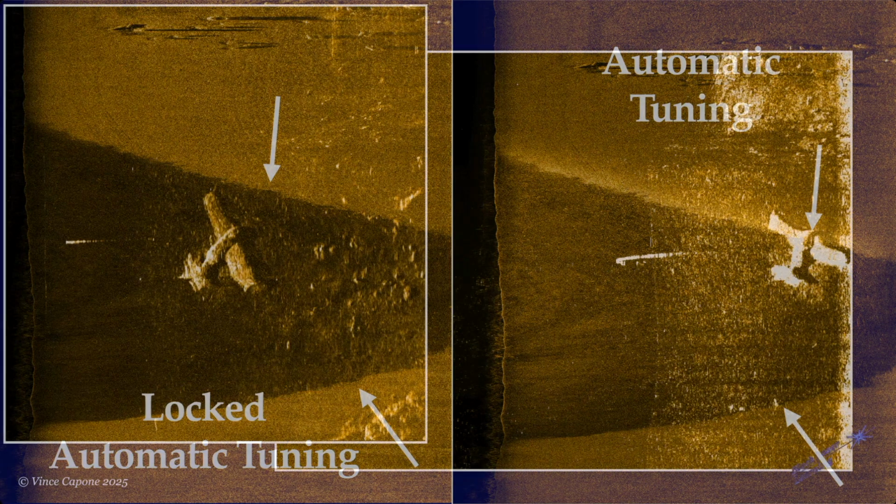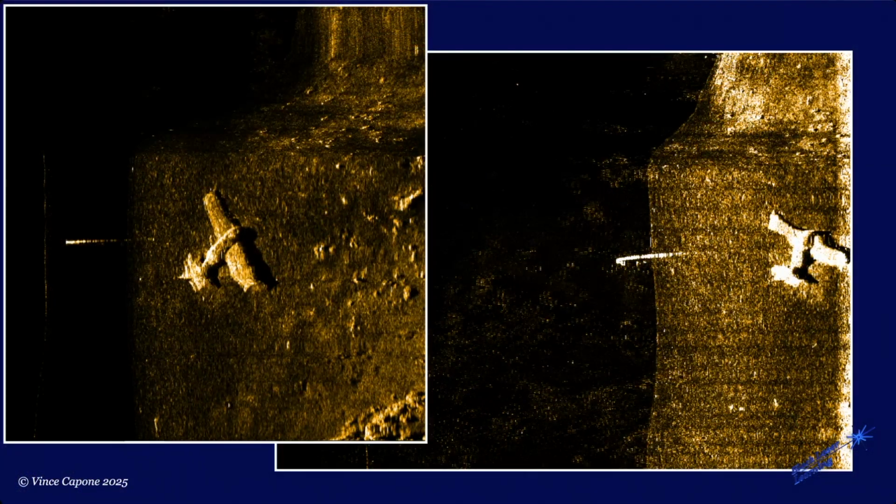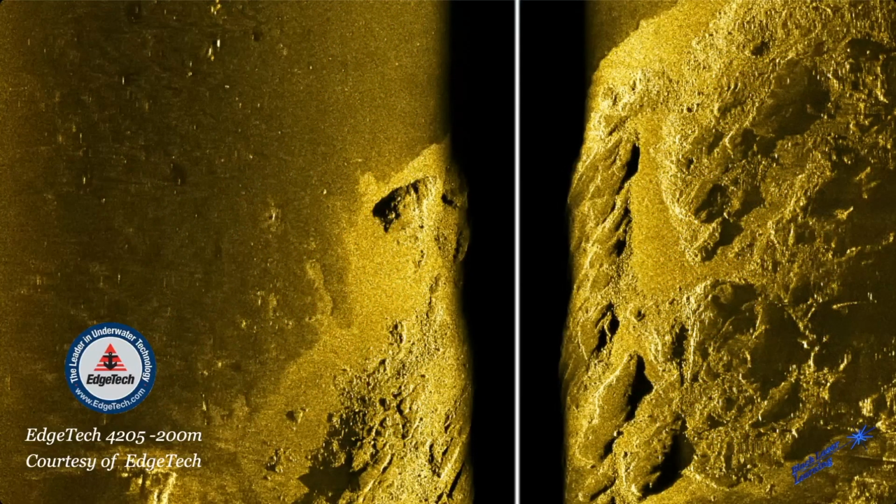Notice the two boundaries between the sediment types. Why are they different? Locking the auto-tuning means which image provides more detail. Maybe brighter is not always better. And that, my friends, is how you get great-looking sonar imagery.